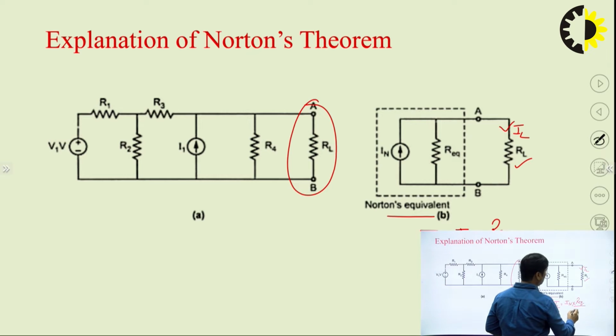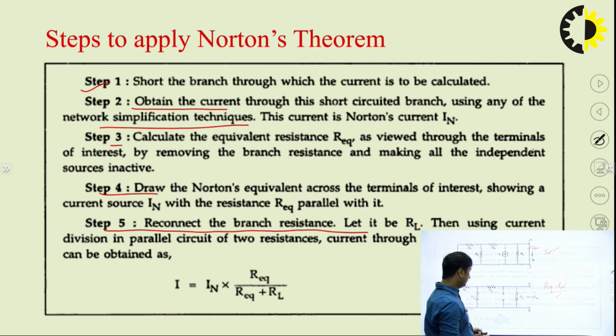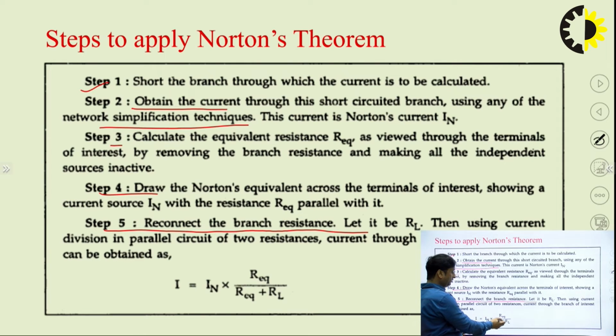Rn upon Rn plus R, your R equivalent and RL. The same is written over here: R equivalent upon R equivalent plus RL. So this is the load current through that particular branch, that is RL.